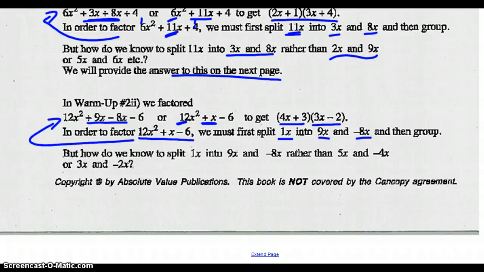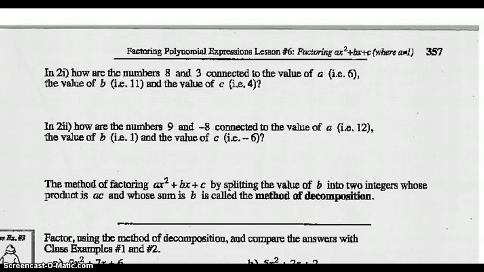Now, why 9 and 8? Why those two terms? We know that 1 can split into positive 9 and minus 8, but 1 can also split into positive 5 and minus 4. Why would I choose 9 and negative 8? Well, 12 times negative 6 is negative 72, 9 times negative 8 is negative 72, whereas 5 times negative 4 is not a negative 72. So we'll talk about that on the next page.